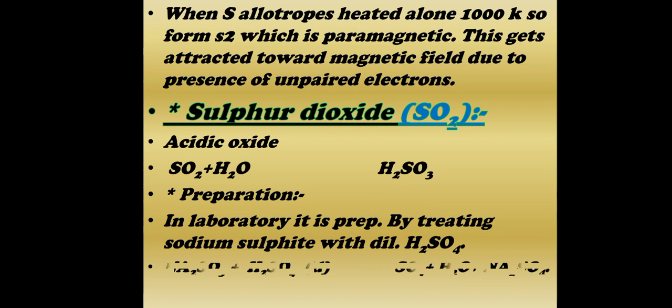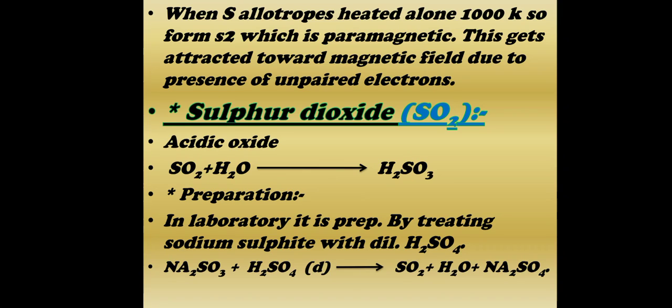When sulfur allotropes are heated alone at 1000 Kelvin, they form S2. Often we see that sulfur is S8, but when it is heated above 1000 Kelvin, it is converted into S2, which is paramagnetic. Why is it paramagnetic? Because it gets attracted towards the magnetic field, of course due to the presence of unpaired electrons.